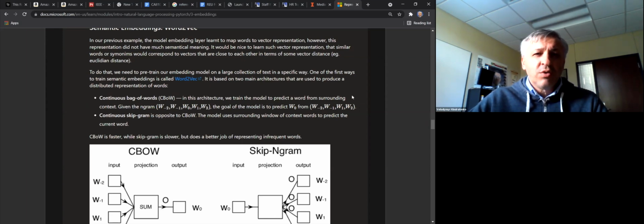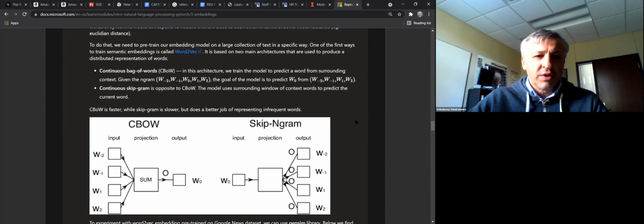And so one of the first ways to train semantic embeddings is called the word-to-vector method. It is based on two main architectures that are used to produce a distributed representation of words. First of all, we use the continuous bag of words representation. In this architecture, we train the model to predict a word from surrounding context. So basically, if we are given some sequence of words, we want to predict what this word in the middle of the sequence might be, based on the words before and the words after. So that's one representation.